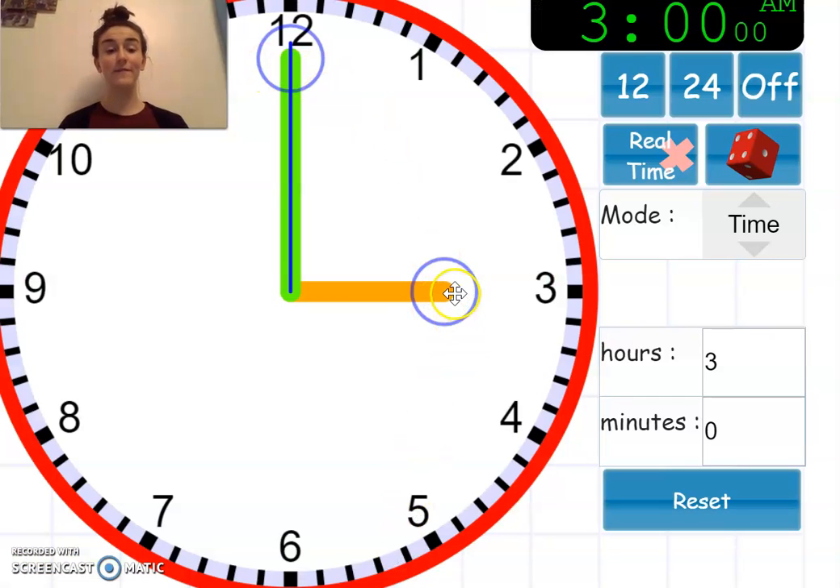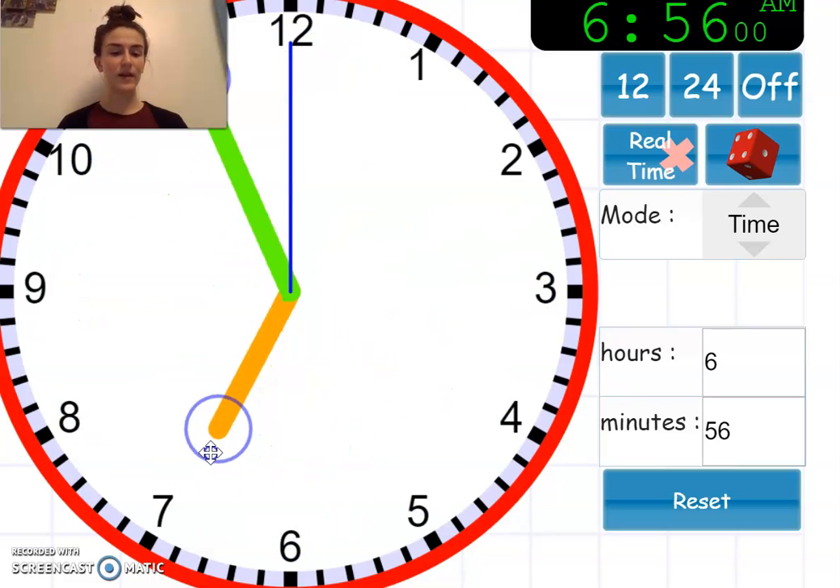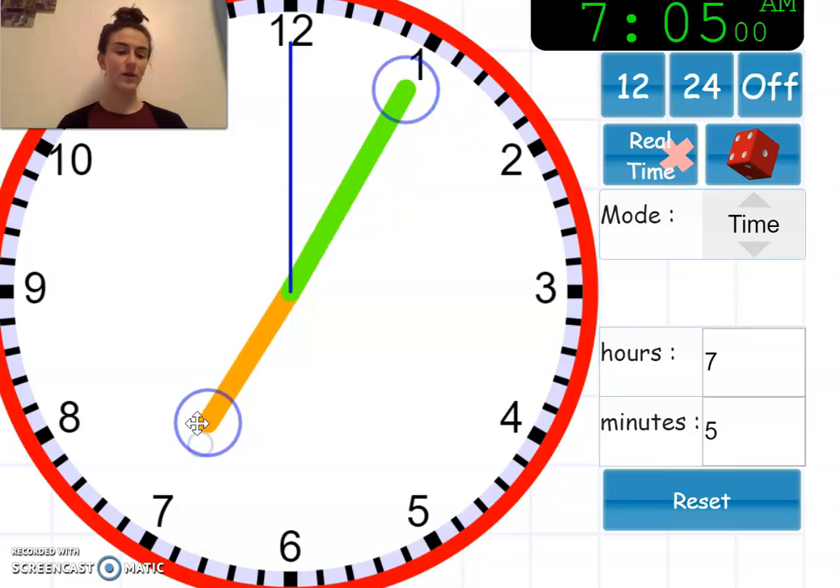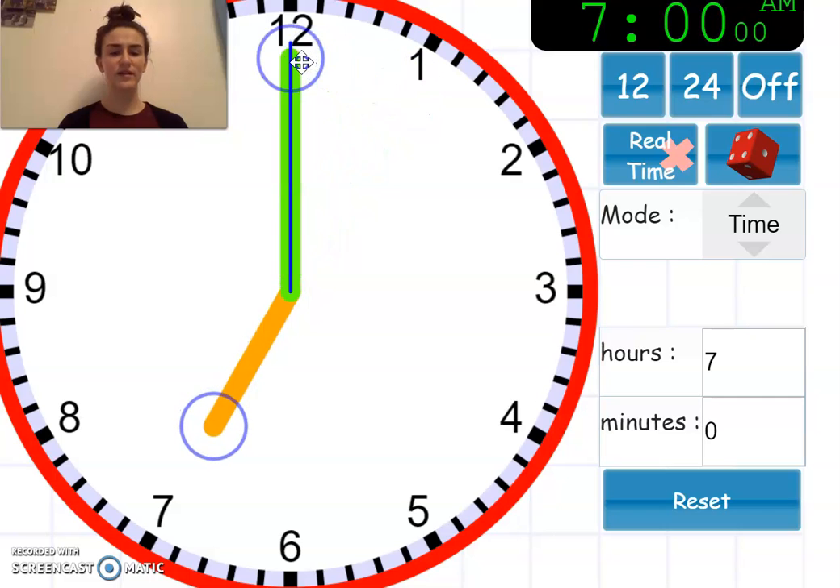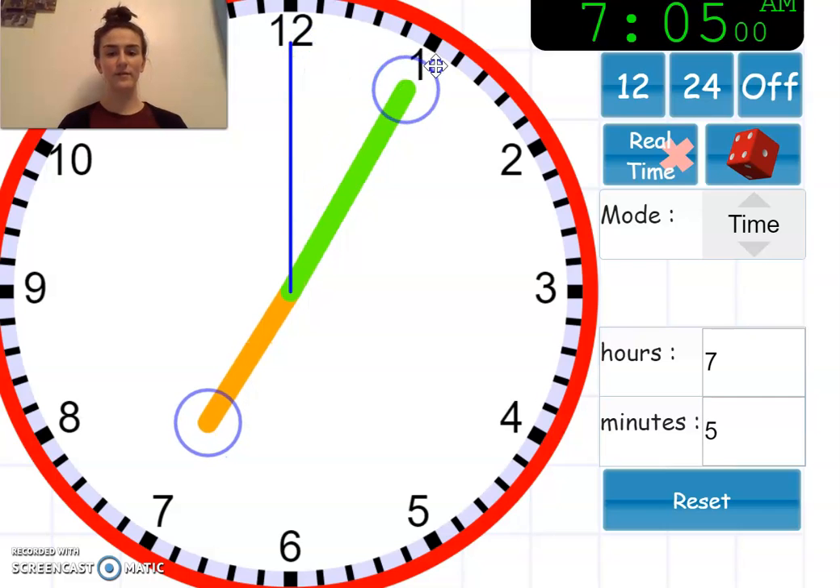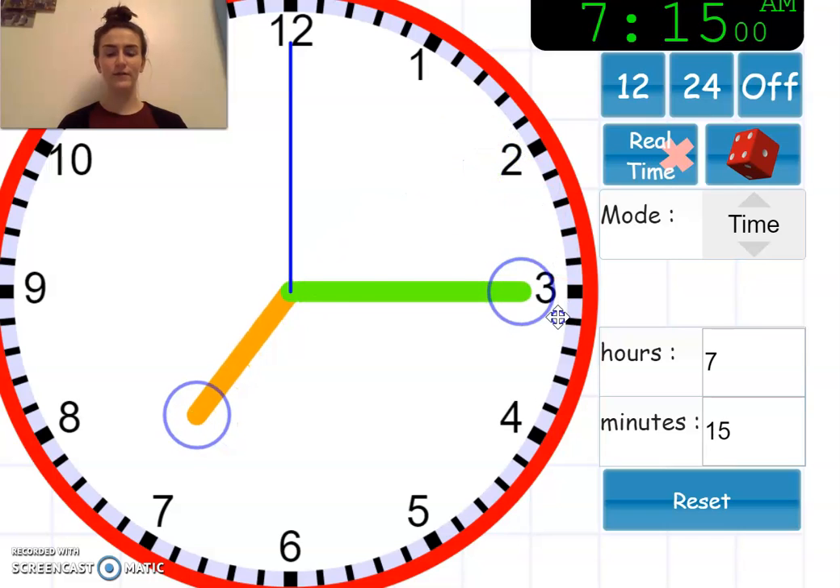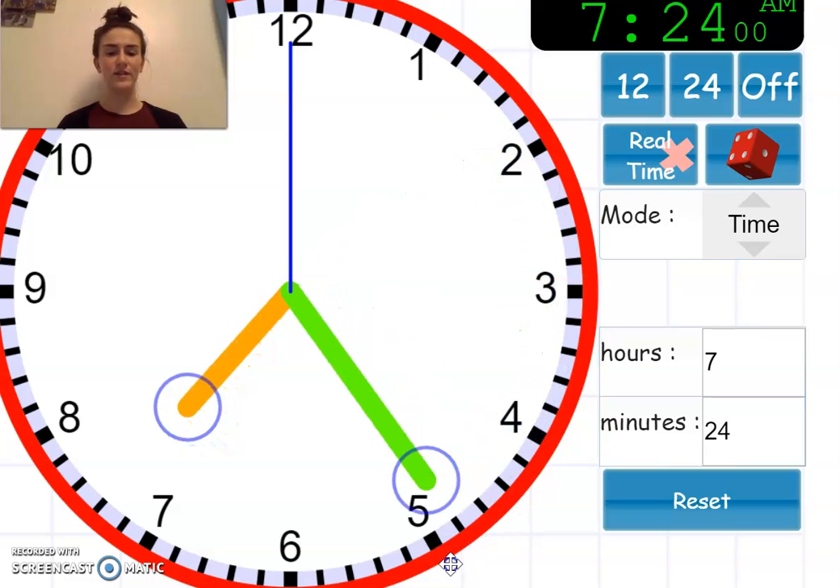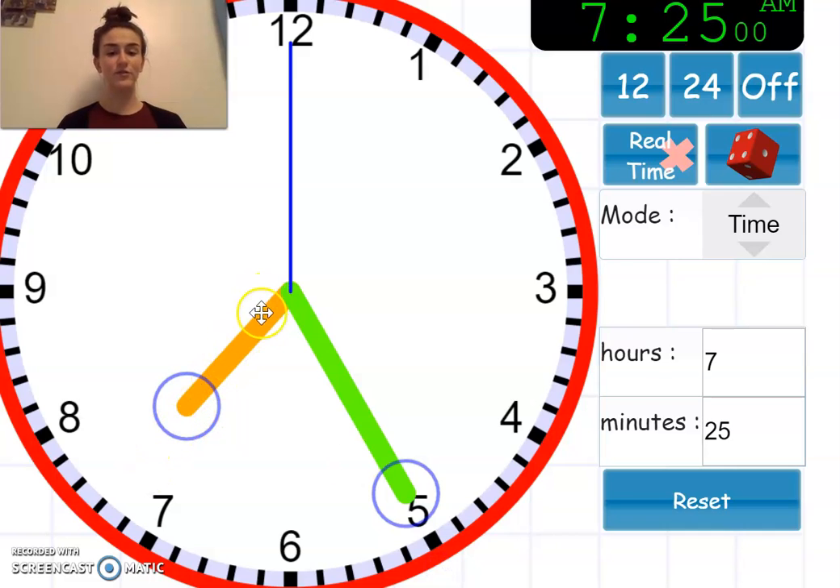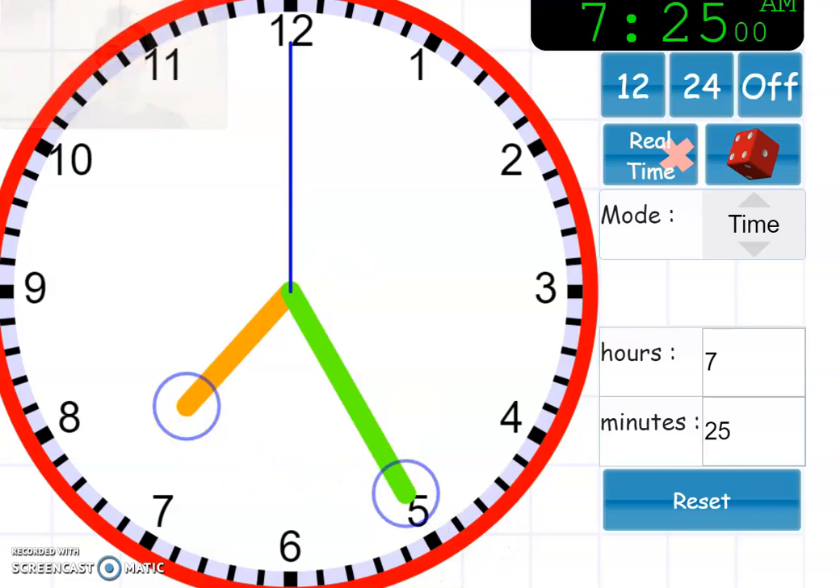Okay, so if 7:25 is our time, first of all, our hour hand has to be here at the 7, right? So we know our hour hand has to be at least at the 7. So our minute hand, let's count to 25. So here is 7 o'clock. So let's count by 5s. 5, 10, 15, 20, 25. So this is 7:25. So this is what our clock should look like. The hour hand should be between the 7 and the 8, and the minute hand should be pointing to the 5 to show that it is 7:25. Nice job, guys. All right, let's look at another one.